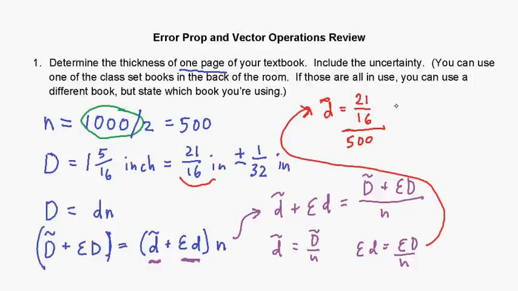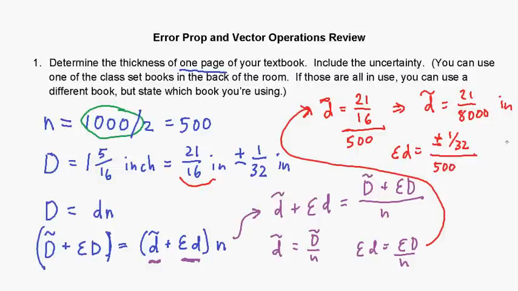So what this is going to come out to be is... I'll just go ahead and write the whole thing in there. Little d squiggle is... so let's see, 16 times the 500 becomes 8,000. So it's 21 over 8,000 inches. And then the error in little d is going to be plus or minus 1/32 of an inch divided by 500. So it's going to be 1/16,000 of an inch.